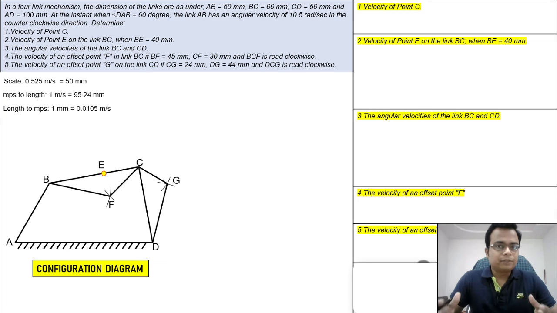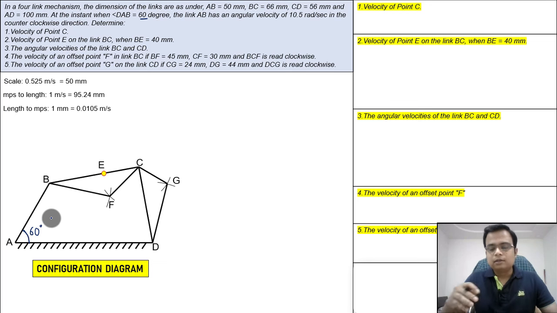So here we are, there is a four-bar mechanism in front of us and all of its dimensions have been given to us. If I can just name a few, you can clearly see this angle over here is the angle DAB, which has been given as 60 degrees. So you've got to take that into account.